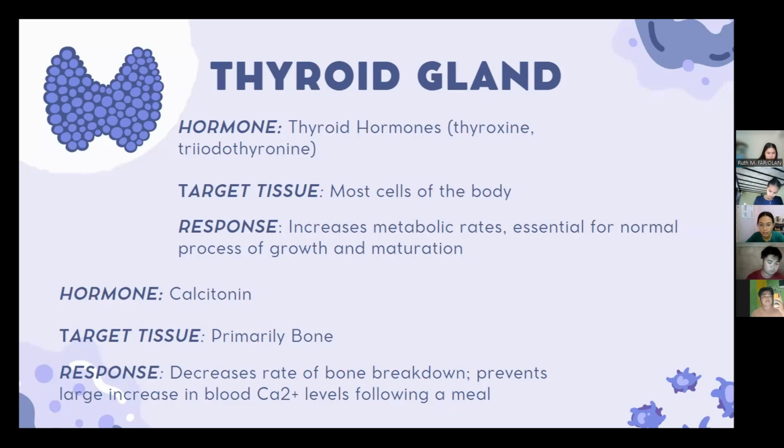Third is calcitonin. Its target tissue is primarily bone, and its response is a decrease. It decreases the rate of bone breakdown and prevents a large increase in blood calcium levels following a meal. So the thyroid hormones regulate overall metabolism and growth in various cells, while calcitonin specifically targets bone tissue to reduce bone breakdown and helps prevent a rapid increase in blood calcium levels after eating. Together, these hormones contribute to the maintenance of a stable and functional internal environment within the body.